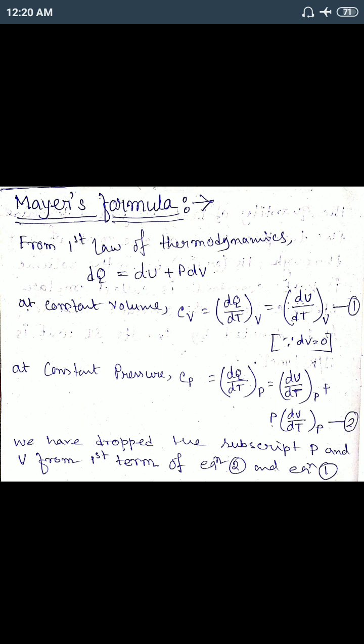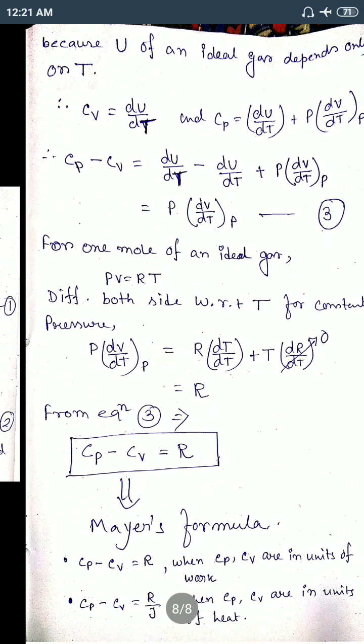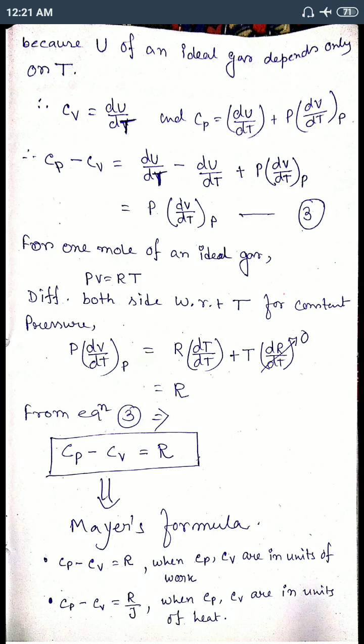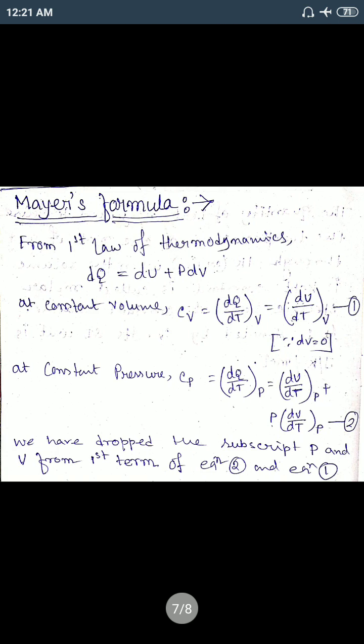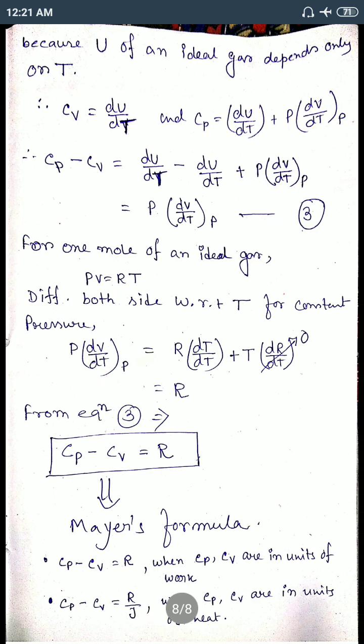Now from equation 1 and equation 2, the first part, du by dt with suffix v and suffix p, we drop, because the increase in internal energy depends only on the temperature T, not the volume and the pressure. That's why we can write the equations this way: Cv equals du by dt without any suffix, and Cp equals du by dt without any suffix, but the second term, p into dv by dt, carries the suffix p at constant pressure. Just the first part we removed. Now Cp minus Cv equals that, then these two parts cancel each other, so we have only p into dv by dt of p. That is equation number 3.